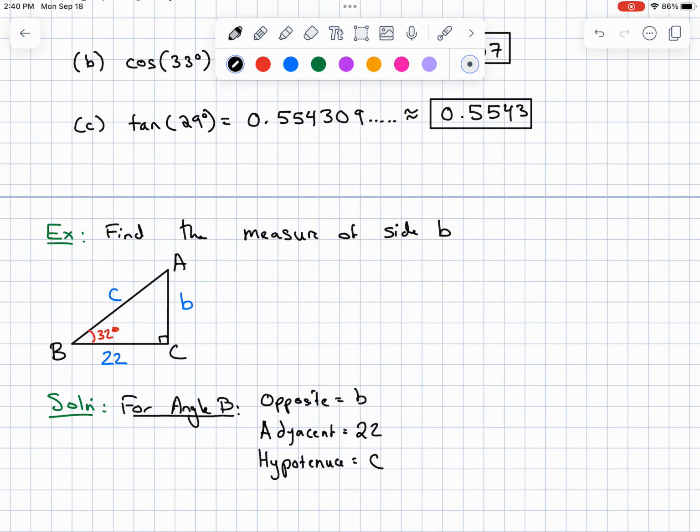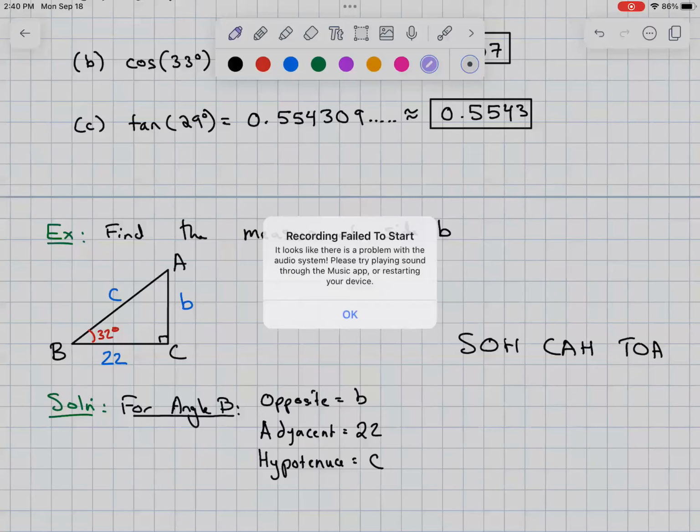Exactly right. TOA, tangent. And it's okay if you don't realize it off the bat. You have 3 different ones that you can use. If you don't get it right first, you got 2 other ones that you can try. So TOA, third time is the charm. Exactly right.